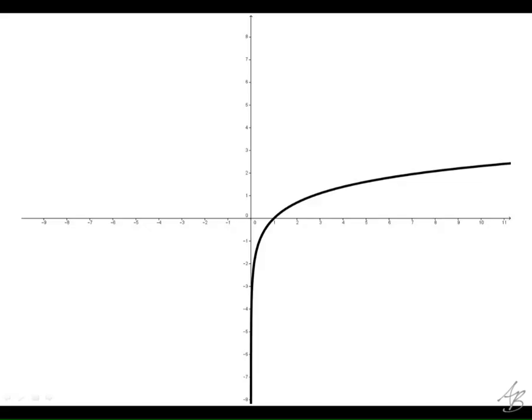Kind of fun. Okay, how about this one? Is this going to be the same thing? This is the log function, by the way. Natural log. Do you think this is going to be the same?